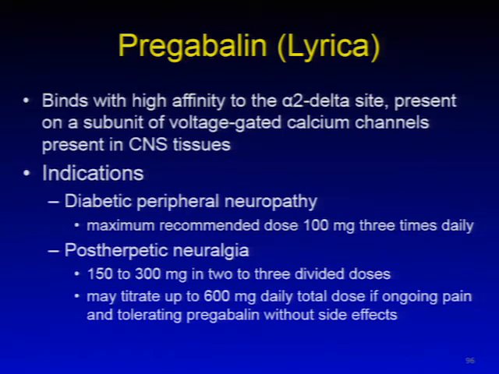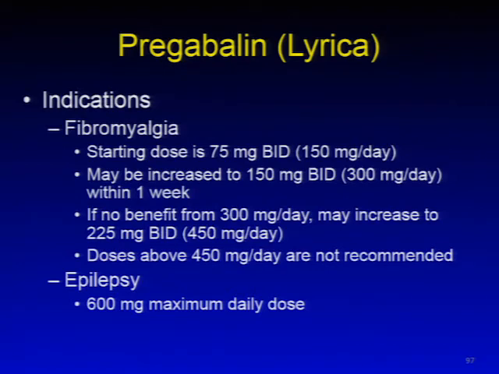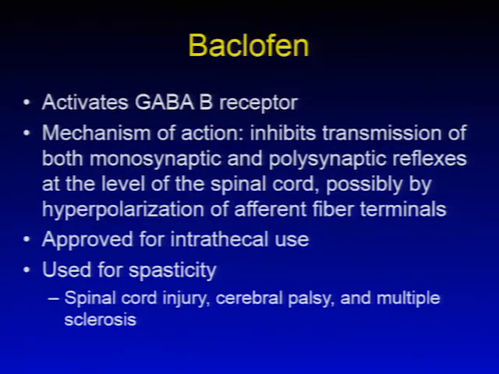Pregabalin binds to the alpha-2 delta site on a subunit of voltage-gated calcium channels present in CNS tissues. It is indicated for diabetic peripheral neuropathy and postherpetic neuralgia, as well as fibromyalgia and epilepsy. The dose titrations are listed as noted in the slides for your reference.